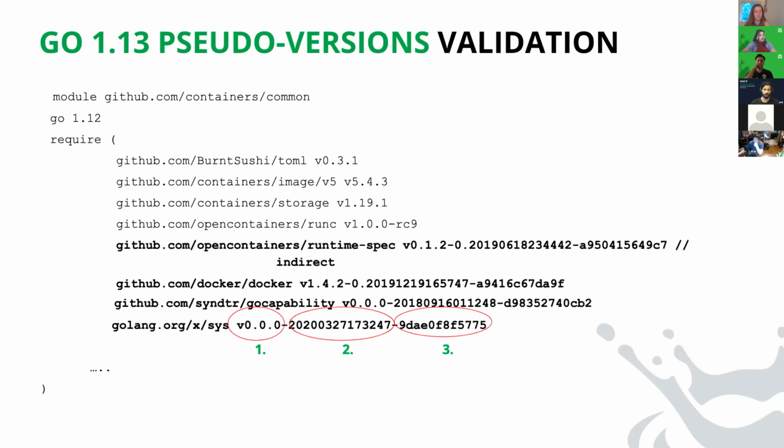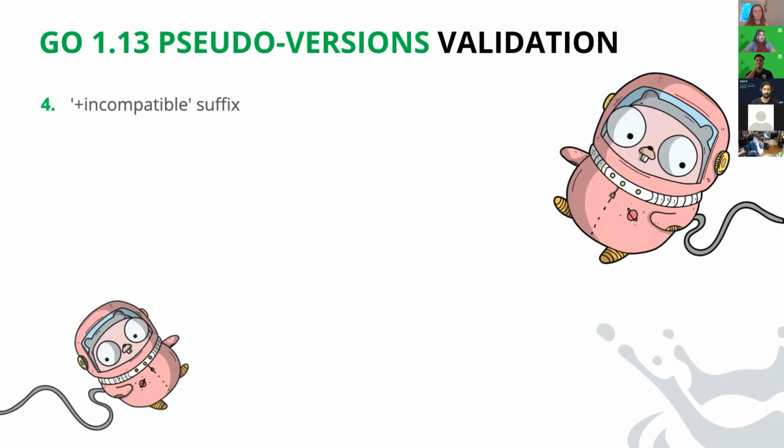So these are the three validations that have been enforced on the format of the pseudo version. The fourth validation is the incompatible suffix. You cannot have an incompatible suffix for a pseudo version if it is not required by the major version, and you can only have it if it is required by the major version and you don't have a go.mod file.